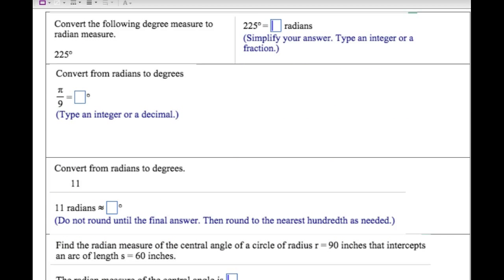Okay, convert the following degree measure to radian measure. For this one, we're going to multiply 225 times pi over 180, and you're going to want to keep this in fraction form. If you do this, you'll end up with 5 pi over 4. And actually, let me show you a little trick with your calculators if you have trouble simplifying fractions.